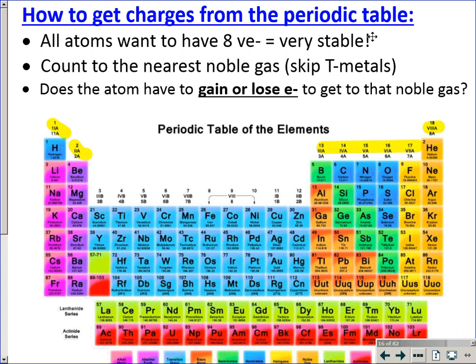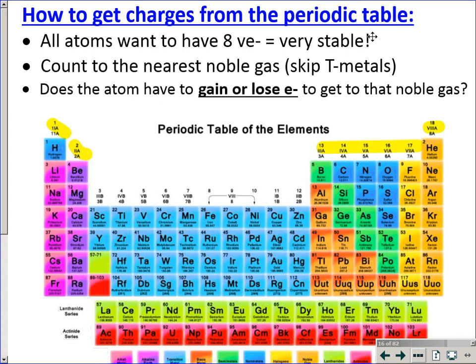I'm not reviewing how to get the charges from the periodic table. Give me a thumbs up if you can find the charges from the periodic table. We've been doing this for 2 weeks. Everybody in group 1 gets +1. Everybody in group 2 gets +2. Everybody in group 3. Everybody in group 4.